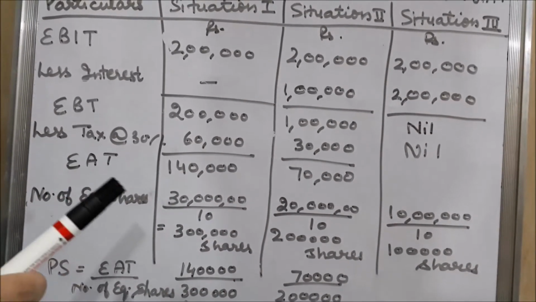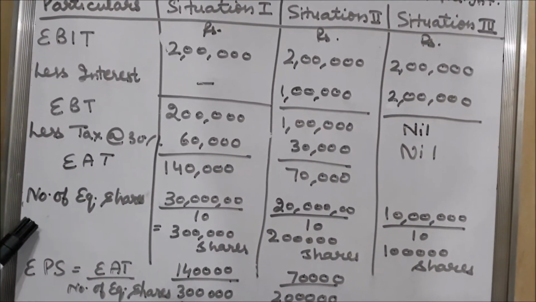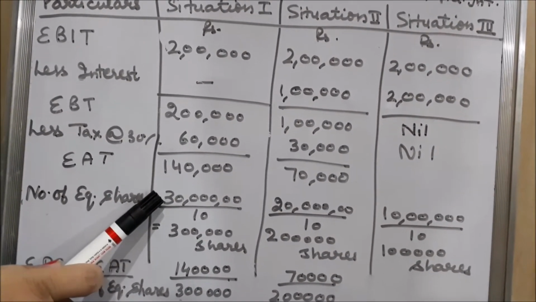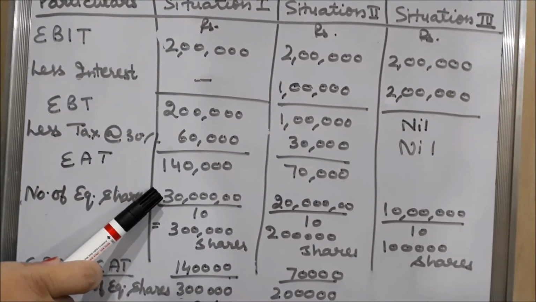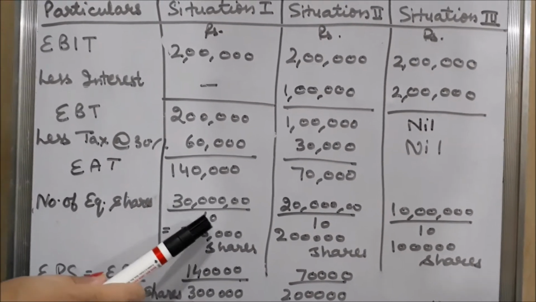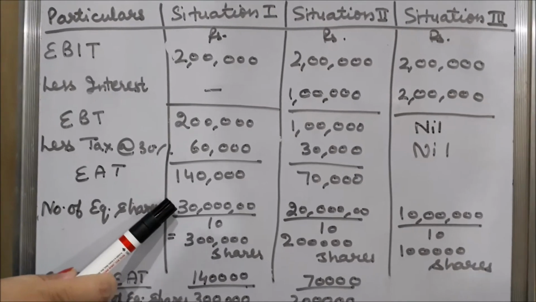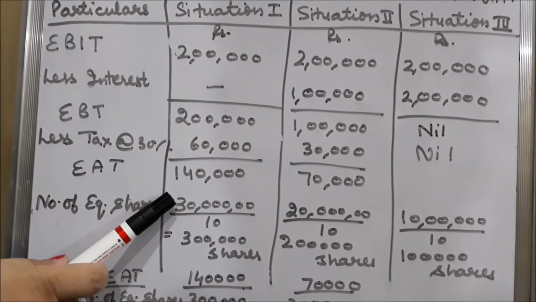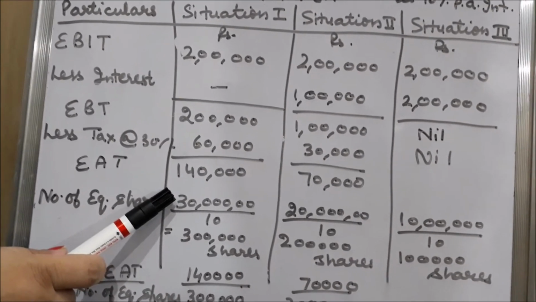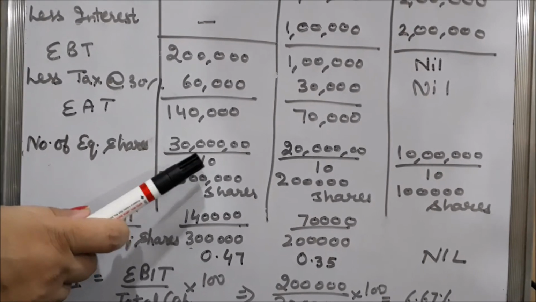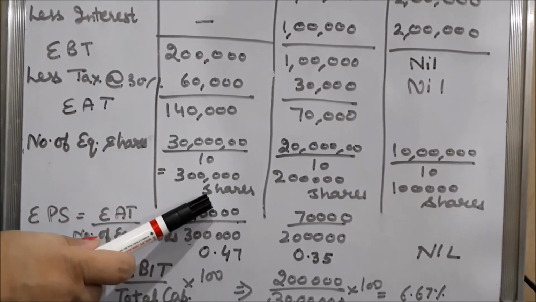Now students, I have to calculate the number of equity shares. The formula is total equity capital divided by price of one share. The price of one share is rupees 10. In the first situation, the company has not issued any debt, so total capital is equity share capital. So total capital is 30 lakh divided by 10, and I am getting 3 lakh equity shares.